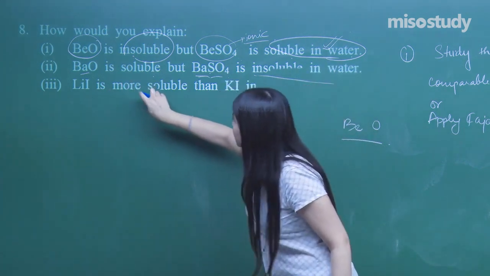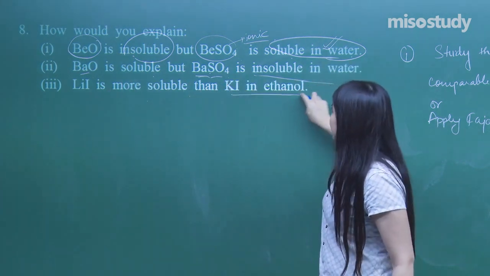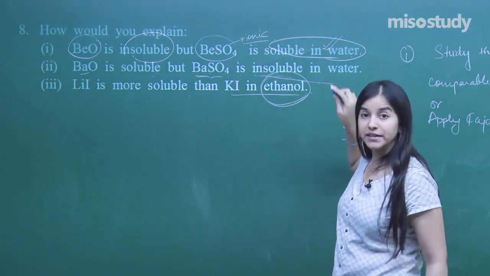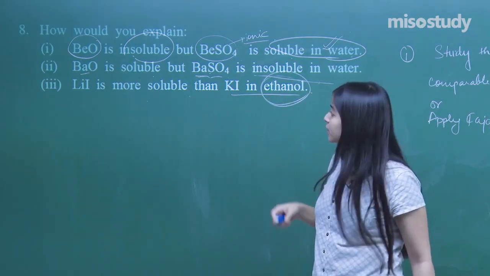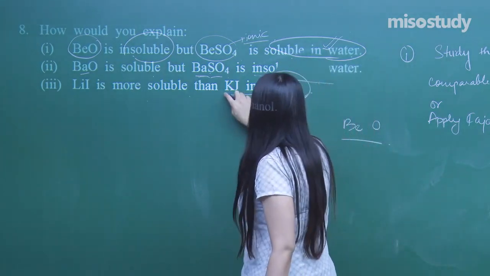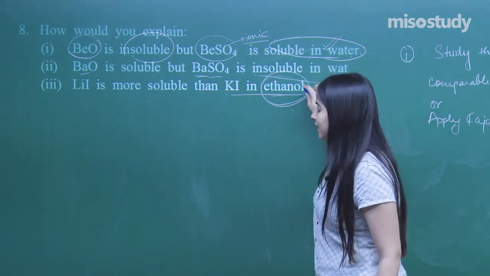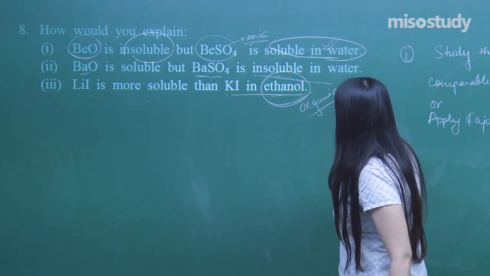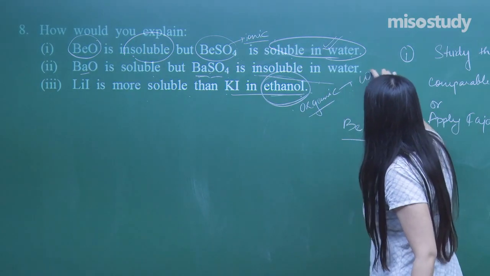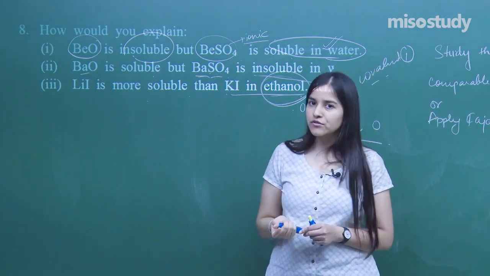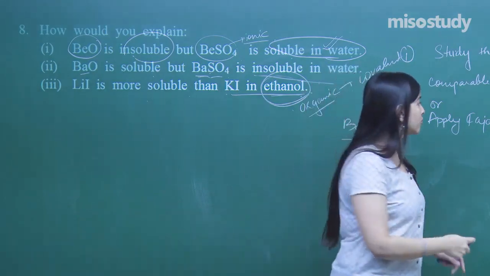Now, LiI is more soluble than KI in ethanol. First of all, they are checking the solubility not in water but in ethanol. So what do you have to do in this case? See here, if they are checking the solubility in ethanol, that means ethanol is an organic solvent. Organic solvent usually dissolves covalent compounds, and from this I have found out that I have to apply Fajan's rule over here.